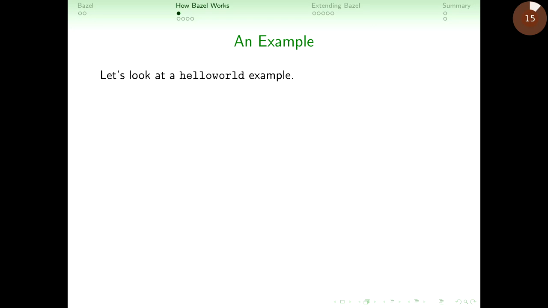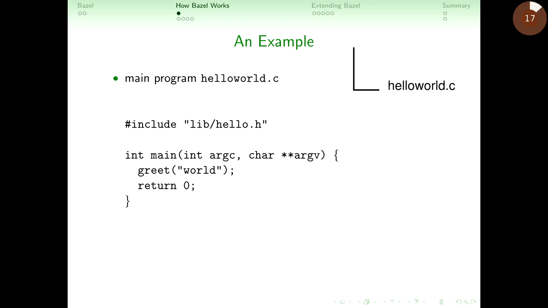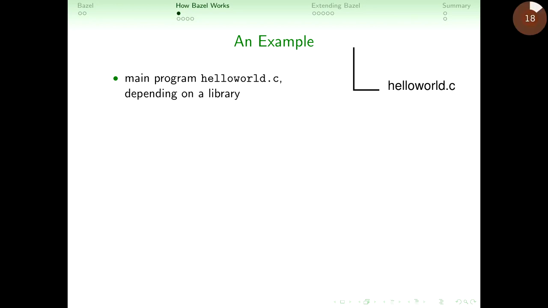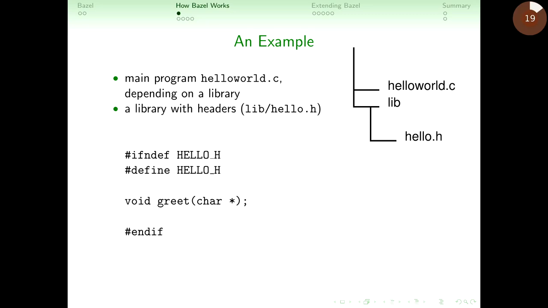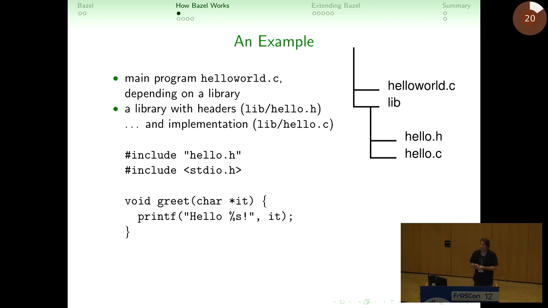Okay, so what is the look and feel of Bazel? Let's do that with a simple Hello World example written in C. So here we have our main program, a simple program, and it uses a library. So you also provide a library, which usually consists of some header files and some implementation, so some more C files. So in that simple scenario, how would you instruct Bazel to build these things?